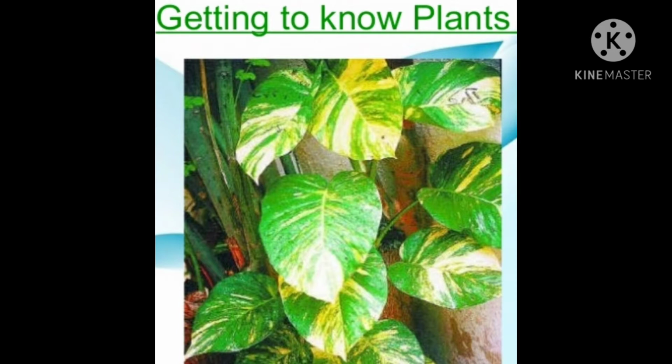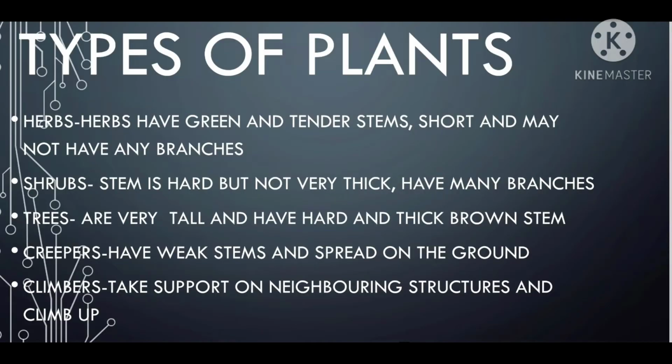Now, in this chapter, we will study different kinds of plants, different parts of plants, their functions and modifications, and pollination. Now, let's get started. We see different types of plants around us, and they differ from each other on the basis of their size and type. Plants can be grouped into trees, shrubs, herbs, creepers, and climbers. First is herbs.